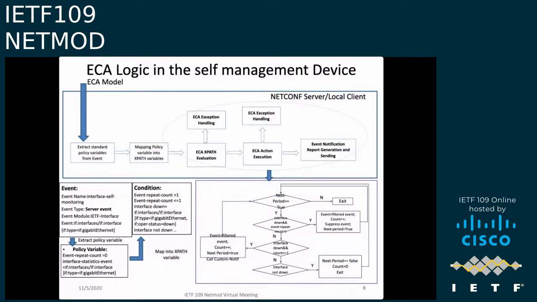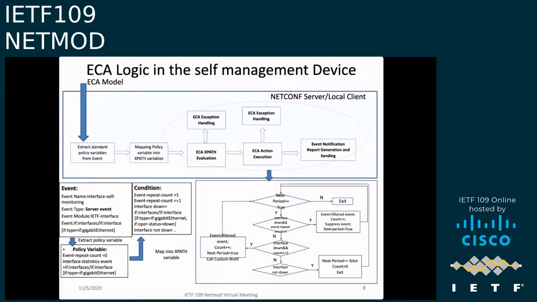So how does ECA logic work? Our idea is to extract the standard policy variable from the event, map this policy variable into XPath variables, and then evaluate this ECA XPath. It may evaluate to false, so we raise the ECA exception. If the XPath evaluates to true, we jump to the ECA action execution and trigger the appropriate action to be executed. If the action is not executed successfully, we raise the ECA exception again. If it executes successfully, we may trigger sending the event notification to the remote client.